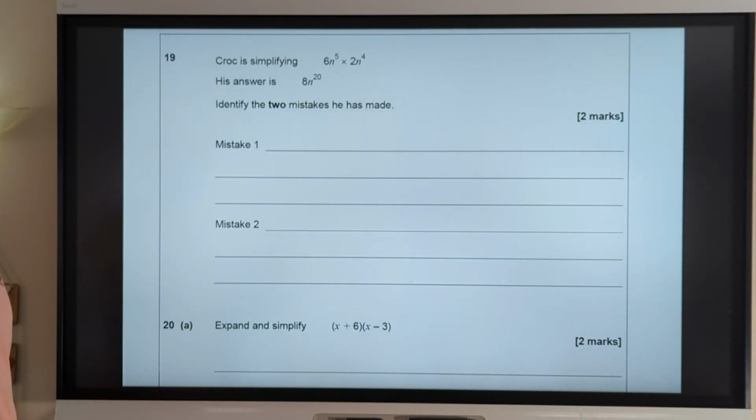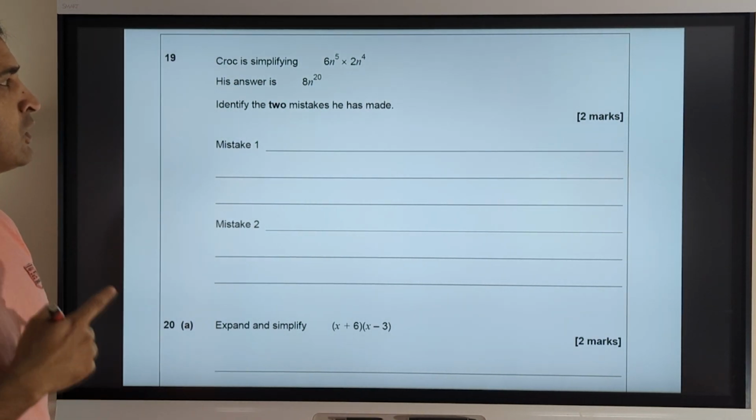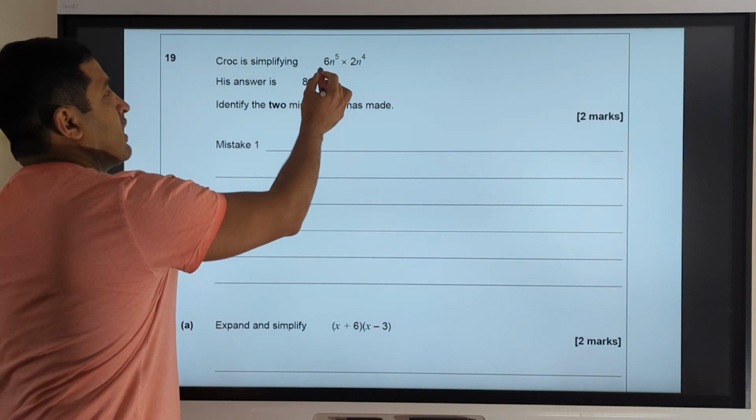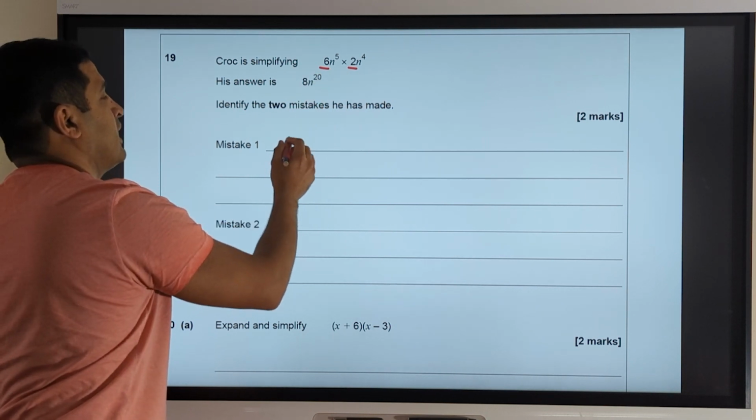Kroc is simplifying 6n to the power 5 times 2n to the power 4. His answer is 8n to the power 20. Identify the two mistakes he has made. So the mistakes are straightforward. We need to multiply that 6 and 2. So instead of multiplying it, he added that.